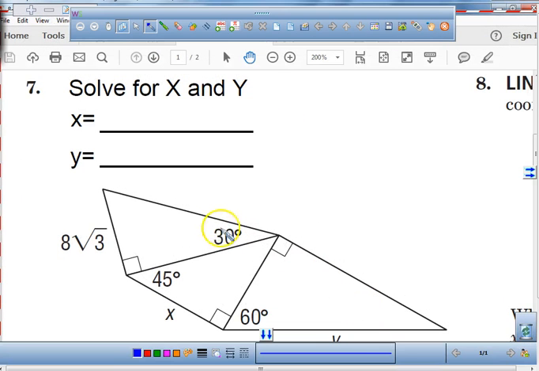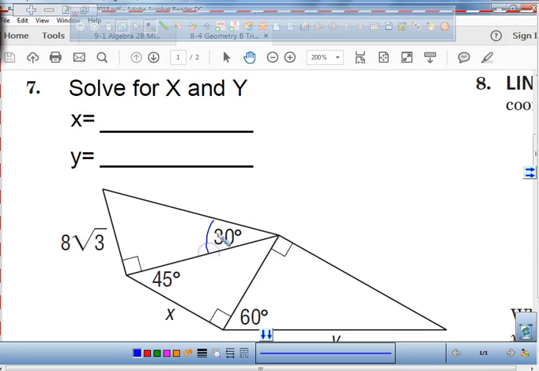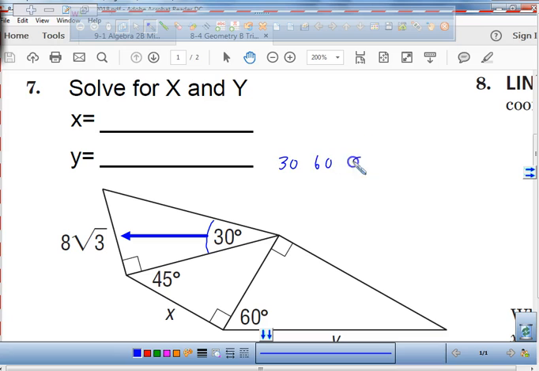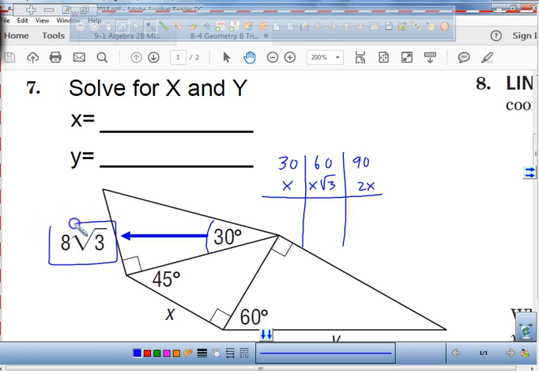So the first triangle I want you to look at is this triangle right in here. Now there's the 30 degrees. Now, which side is directly across from the 30-degree angle? 8 radical 3. So what I'd like you to do is, on your paper, just write 30, 60, 90. Practice your ratios. X radical 3, 2x. And where does that 8 radical 3 go? Which angle is that directly across from? The 30. So put that right here. Put 8 radical 3. Because that's directly across from the 30-degree angle.